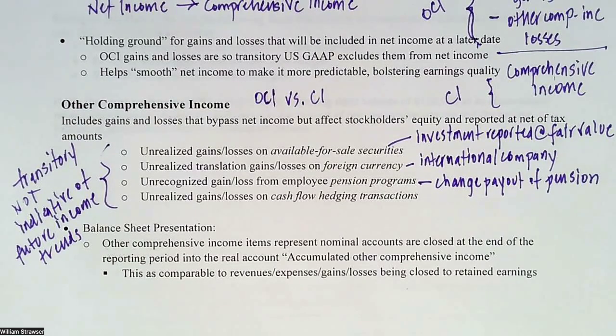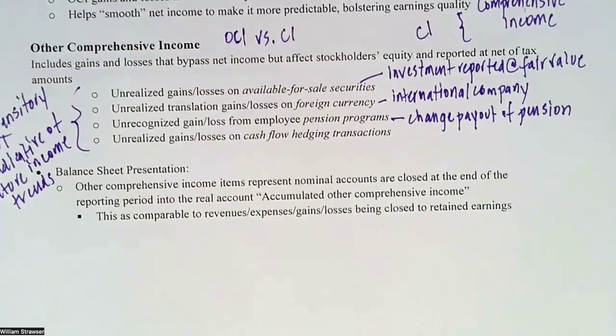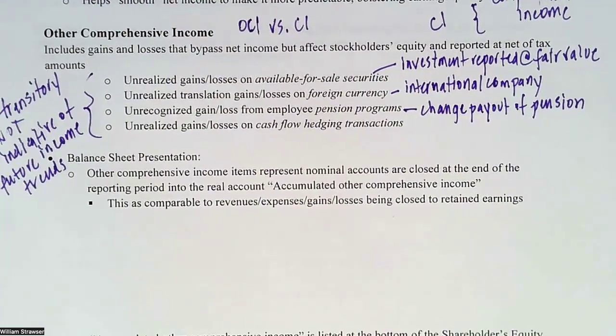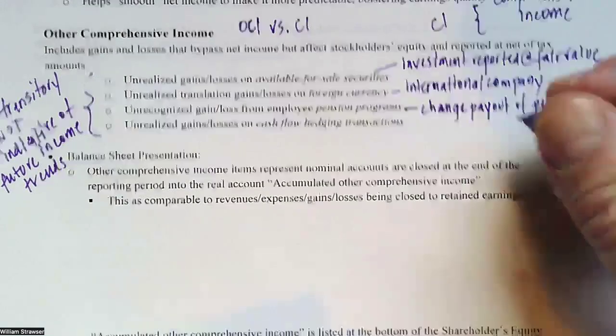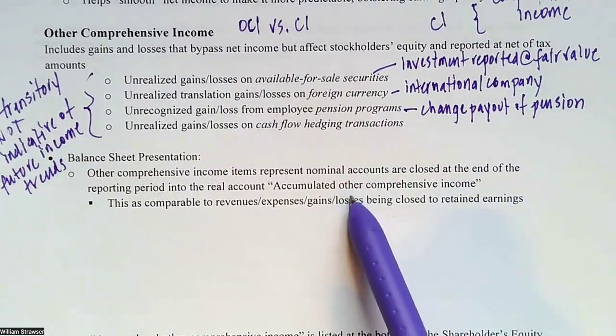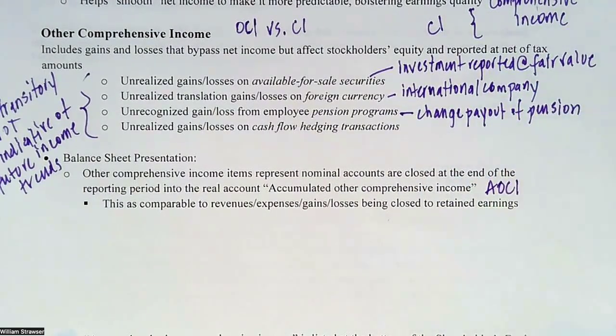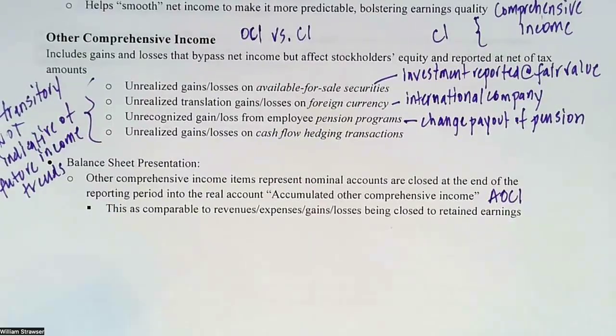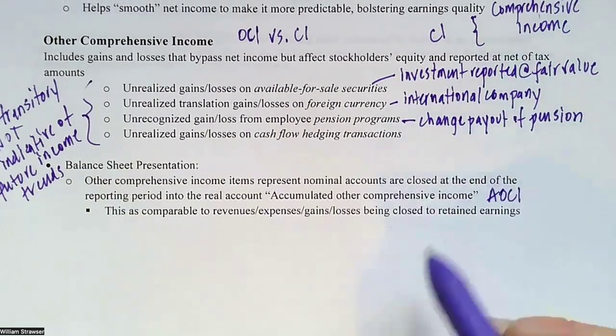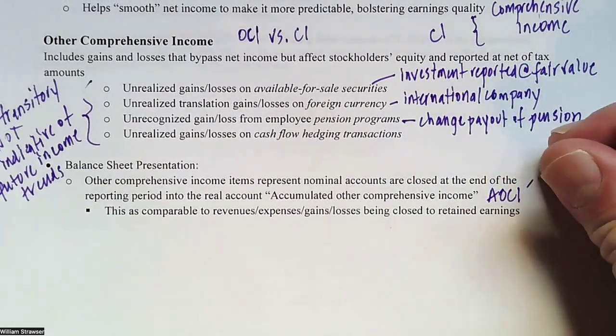So, things outside of management's control. The balance sheet presentation. How do we put all this onto the balance sheet? This is where the third acronym comes in, because we have something called accumulated other comprehensive income. We saw it briefly in the balance sheet chapter, but I didn't really delve into it at that time. But yes, AOCI is an equity account.